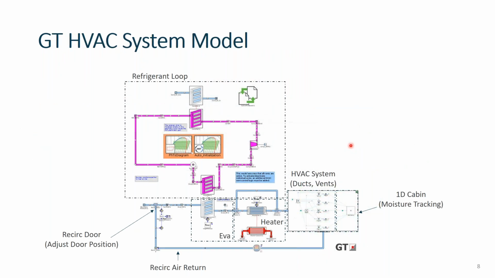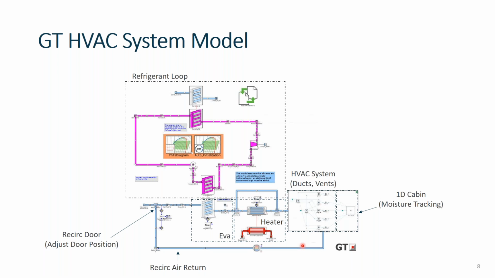Here we have a schematic of our GT HVAC system model. You can see we have a refrigerant loop and an evaporator. Of course, this is a warm-up scenario, so these are inactive in this case. Our heater here, so we're applying a heat rate to our HVAC air, and that's all feeding into our HVAC system, our ducting network, and our vents. Okay, again, all that is then feeding into our 1D cabin volume, which we use for moisture tracking.